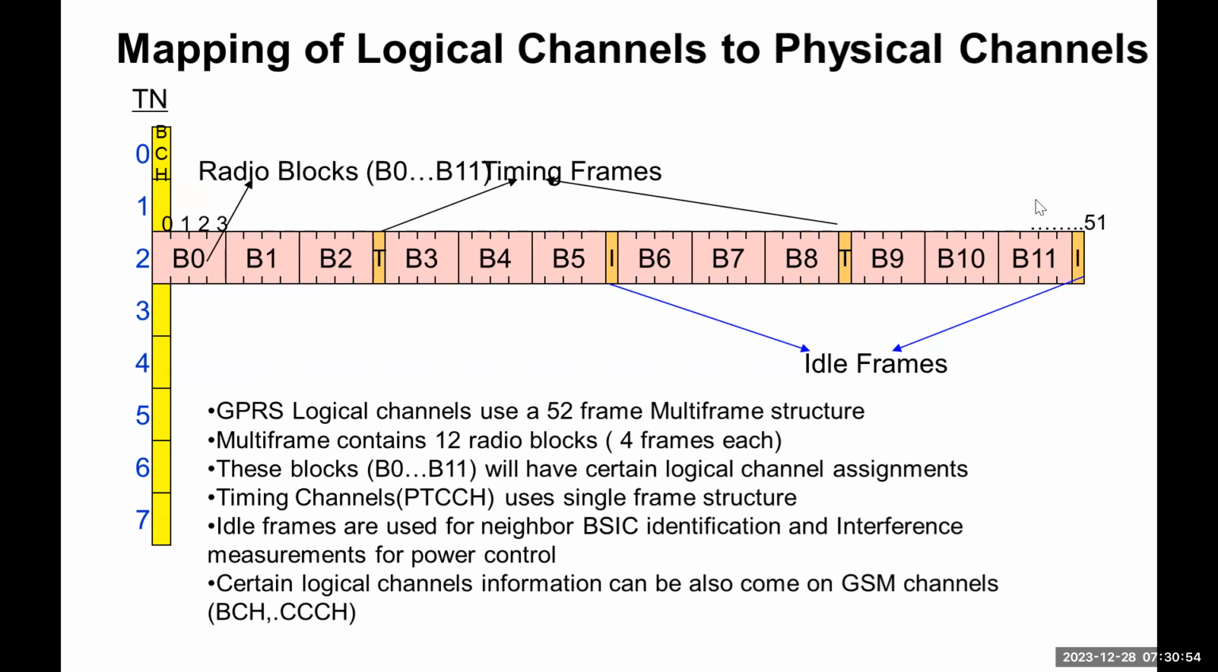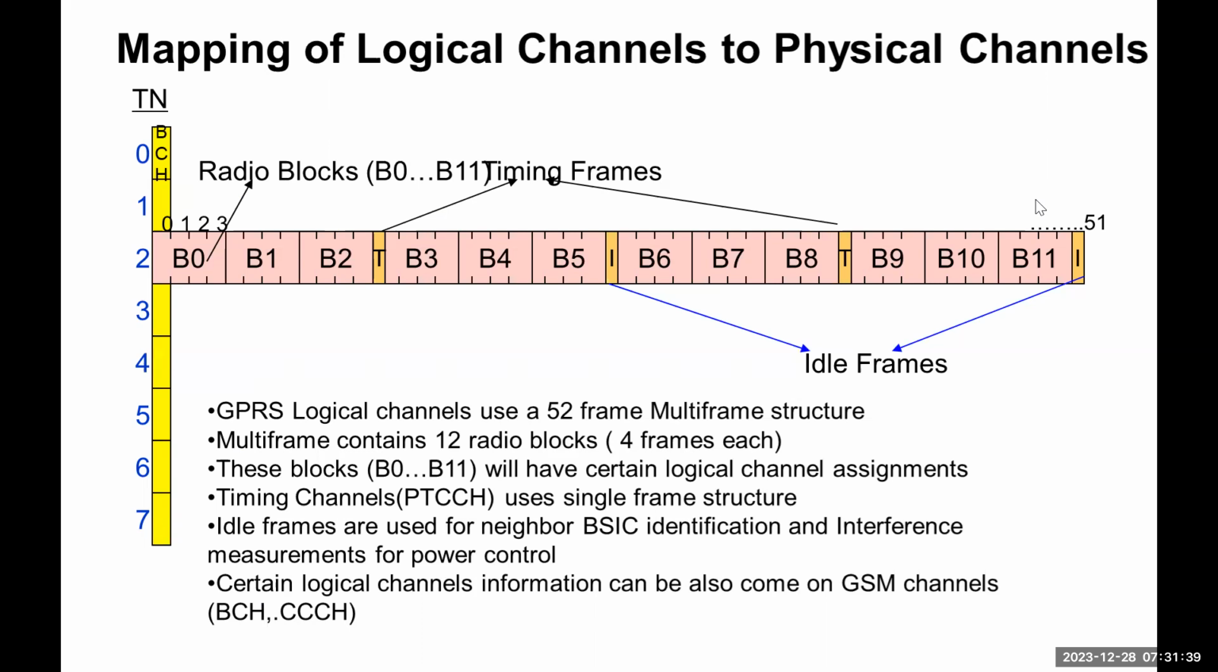Right, for GPRS, we define a multi-frame of 52 frames, and these 52 frames are further divided into 12 blocks. We can see here the blocks from B0 to B11. Each block is made of 4 TDMA frames, and they are numbered from 0 to 11. And these blocks are also referred to as radio blocks. And these 12 blocks will now be assigned certain logical channel functionalities.